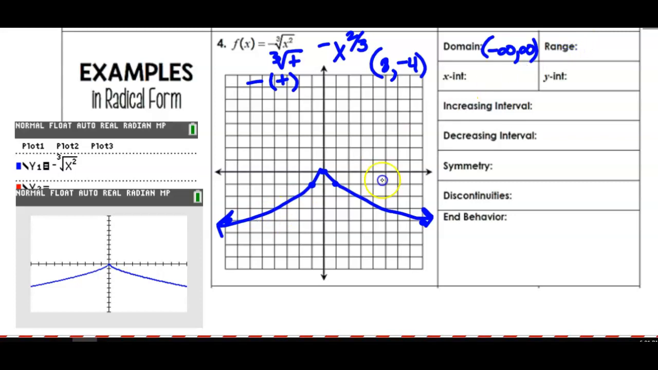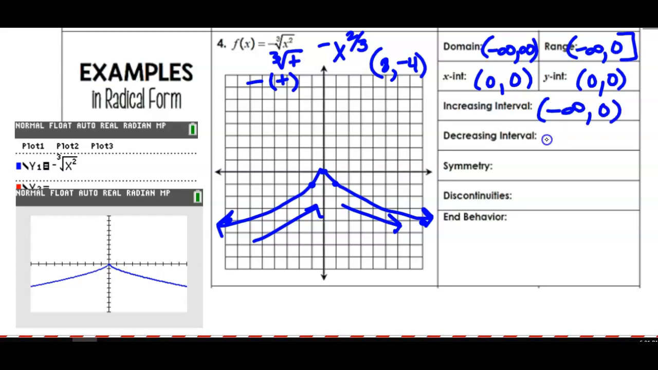Now, domain left to right is all real numbers, but range, the bottom, it can be as negative as you want, but it does come up and touch at 0, 0. So the top of the graph is at 0. For the y values, range is y values. X-intercept and y-intercept are at 0, 0. It is increasing and then decreasing. So it is increasing from the left. And when we get to the right side, it is decreasing. It is symmetric across the y-axis.